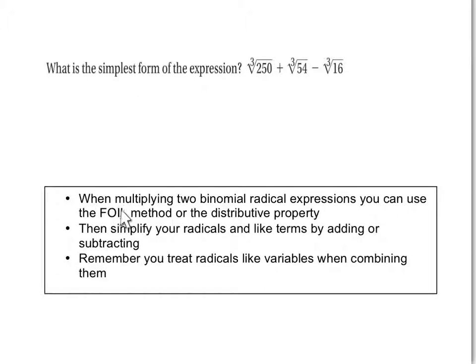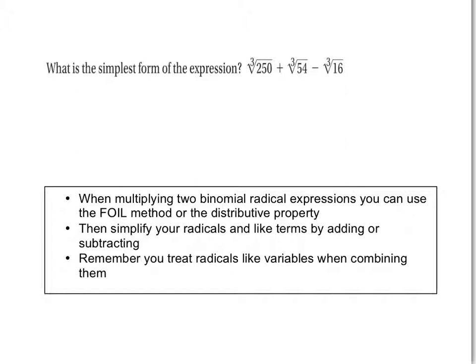When multiplying two binomial radical expressions, you're going to use the FOIL method, or you can use the distributive property, whatever's more comfortable for you. I'm going to show you the FOIL method. Once you do that, you're going to want to simplify your radicals and like terms by adding or subtracting them together.